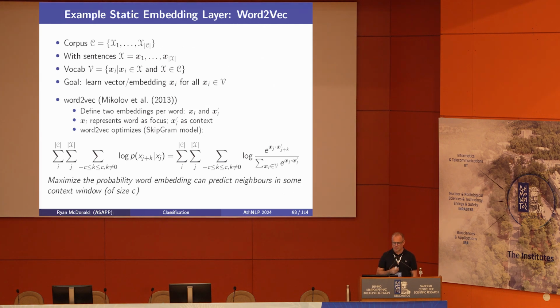So let's start with a corpus, C. This is a bunch of sentences, X1 through XC. Sentences have words X1 through XX. So our vocabulary is every single word in our corpus, right? So this is going to be our lookup table. Every word that is in the corpus, we want to learn a vector for that word. So the intuition behind Word2Vec is that a vector for a word or a representation of a word should be good at predicting which words exist around it, right?